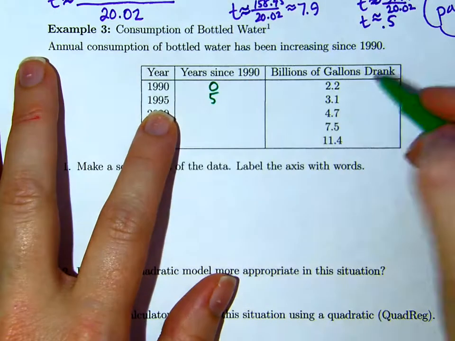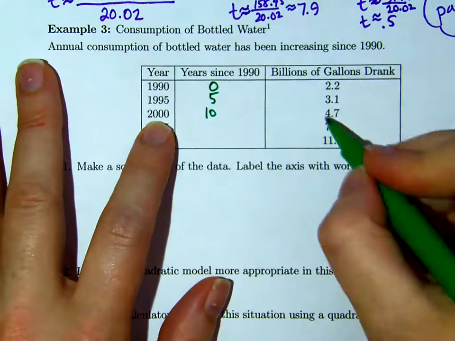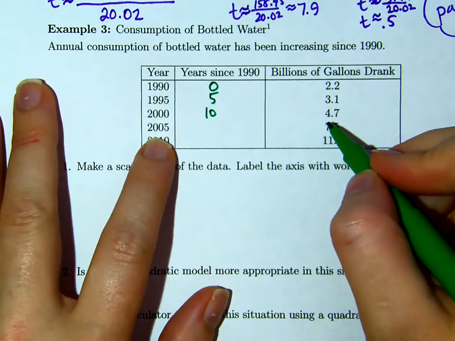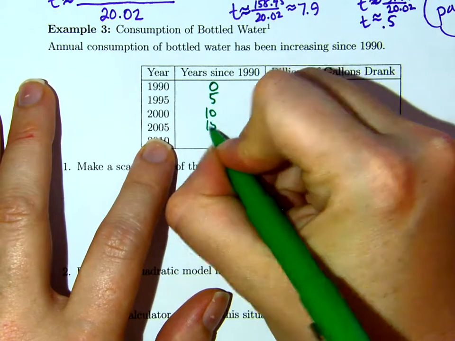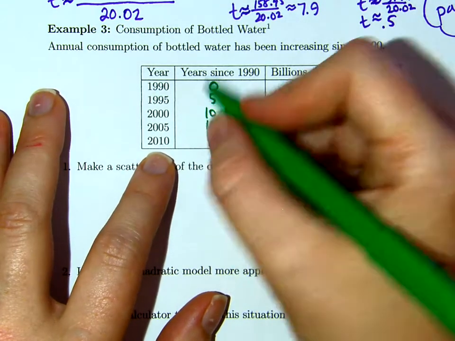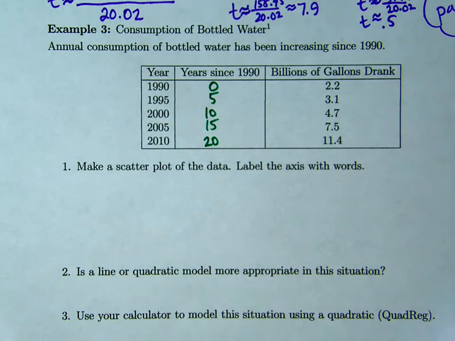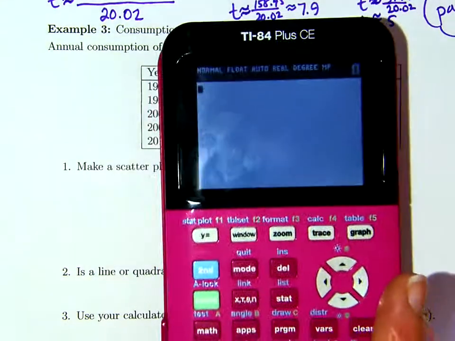1995, that's 5 years later, 3.1 billion. 10 years later, 4.7 billion gallons. 15 years later, 7.5 billion gallons. And 20 years after 1990, 11.4 billions of gallons drank. Make a scatter plot. Okay, back to this.